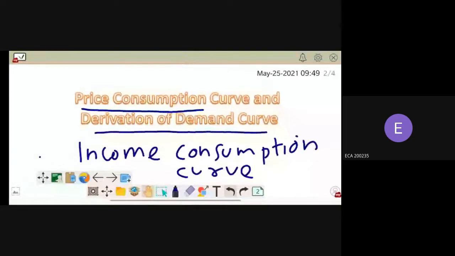When the price of a particular commodity changes, the price may increase or the price may fall. If the price increases, he will be able to buy less of that commodity. And if the price decreases, then he will be able to buy more of that commodity. We are going to check this scenario with the help of the price consumption curve. And at the end, we will try to derive the famous demand curve from the price consumption curve.